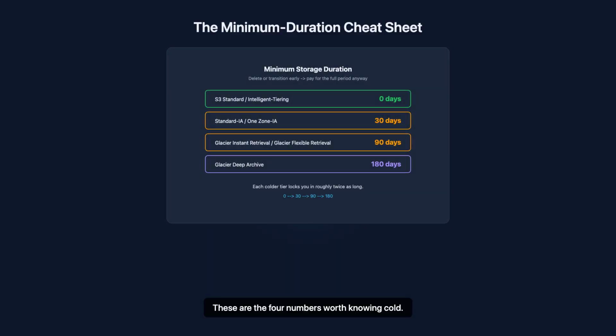These are the 4 numbers worth knowing cold. S3 Standard and Intelligent Tiering, 0 days. Standard IA and OneZone IA, 30 days. Glacier Instant Retrieval and Glacier Flexible Retrieval, 90 days. Glacier Deep Archive, 180 days. Notice the pattern: 0, 30, 90, 180. Each colder tier roughly doubles the lock-in of the one before it. Hold that doubling pattern in your head and the whole column comes back without rote memorization.